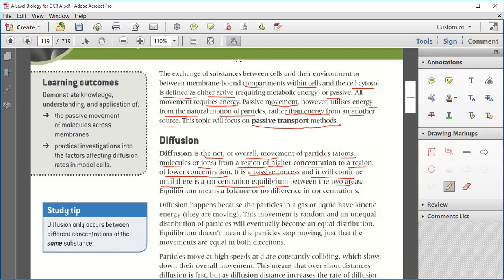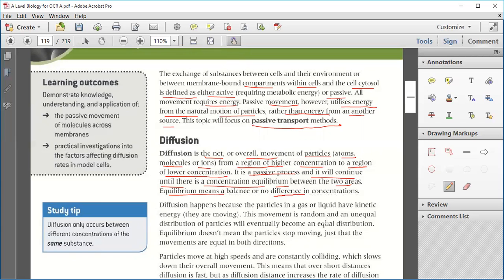Now, this diffusion is because of the concentration difference. It will always go from the higher to the lower part. It will flow until both reach a certain equilibrium. If the concentration of both places is the same, then there will be no diffusion. Equilibrium means balance, or no difference in the concentration.